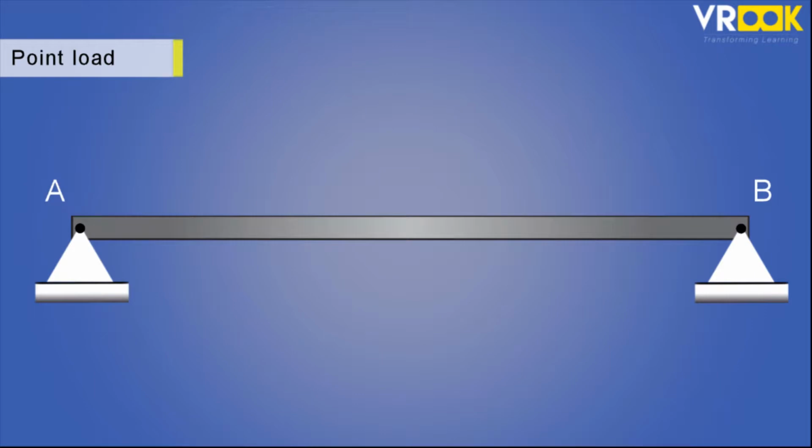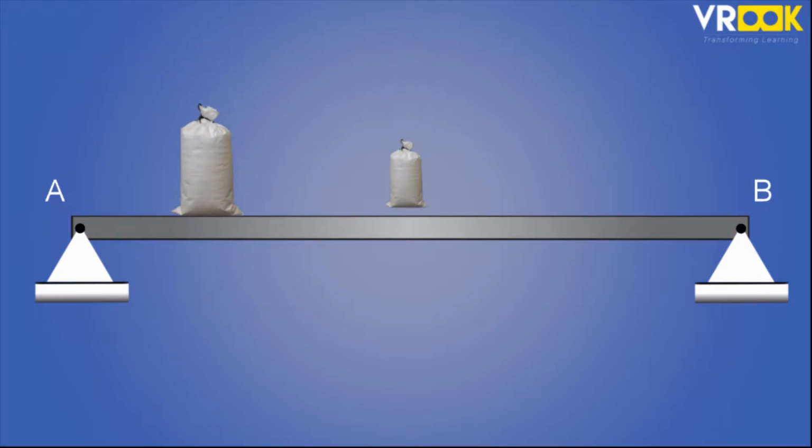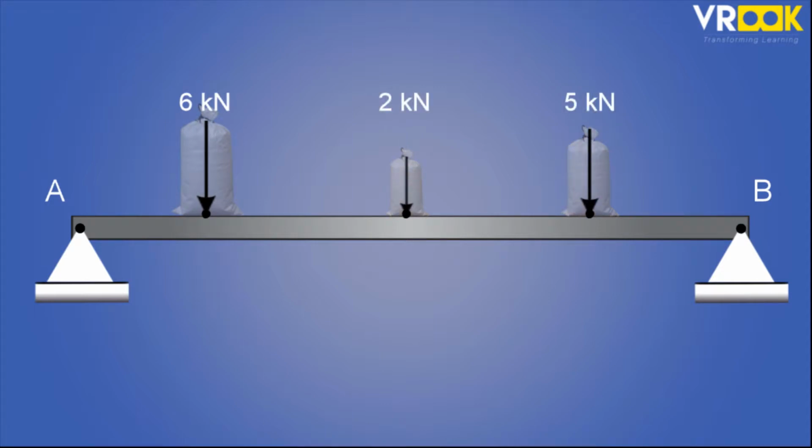Now let's look at the point load. A point load is where the concentration of the entire load is acting at a small point on the beam. The entire effect of the load is concentrated at that point. A sandbag placed at a particular location on the beam is a point load.